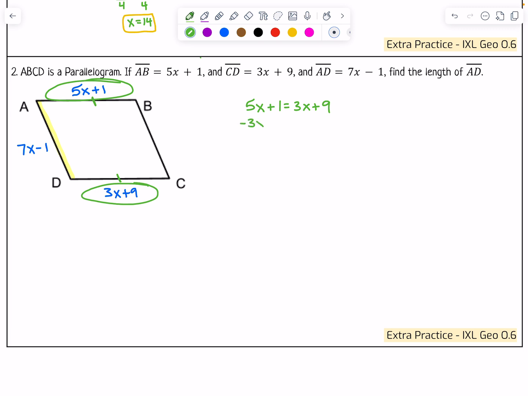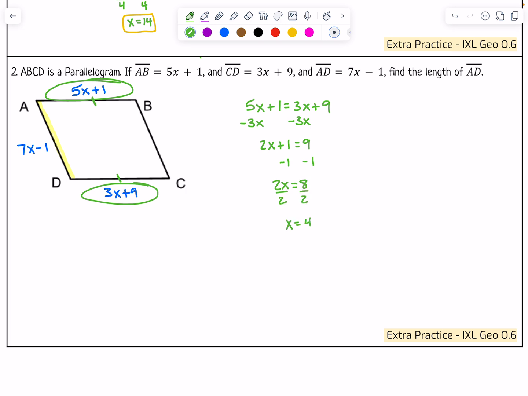So let's subtract 3x from both sides because that's smaller than 5x. And we like to keep our coefficient positive with our variable when we can. So then we get 2x plus 1 equals 9. We could subtract 1 and we get 2x equals 8. Then when we divide by 2, we get x is equal to 4.